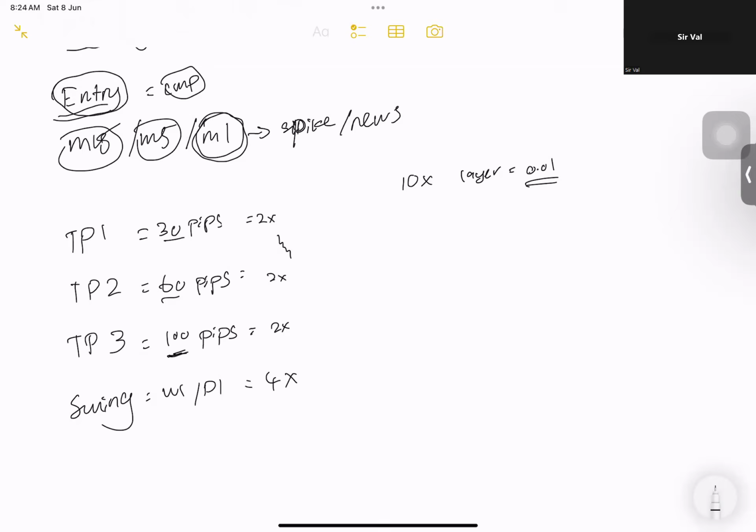It depends on you how many layers you want to leave. If you want to leave only 1 layer, or you want to try it for the first time, you also can. It depends on you.